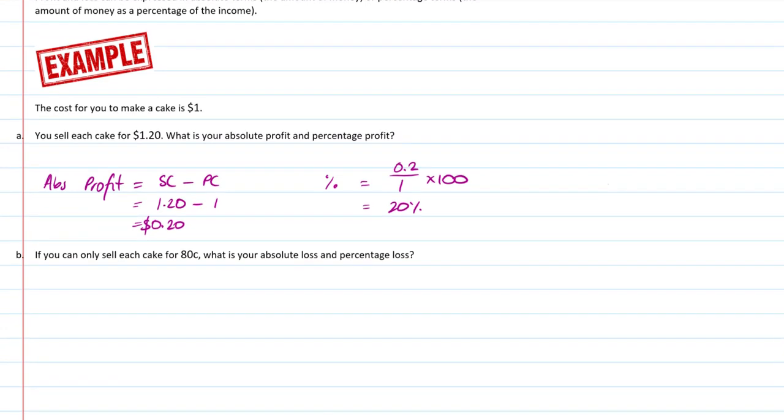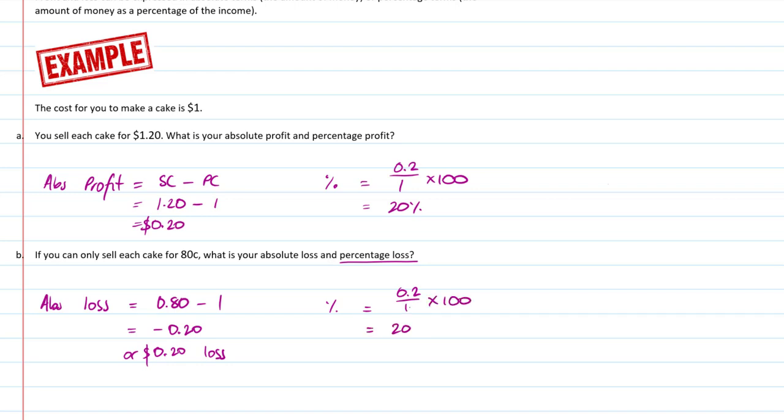If you can only sell each cake for 80 cents, what is your absolute loss and percentage loss? So in this case, my absolute loss is equal to the sale cost, which is 80 cents, minus the cost, which is $1. So that's equal to negative 20 cents. Or I just say 20 cents or $0.2 loss. And the loss then incorporates the negative. And the percentage loss, well, that's pretty easy. My percentage loss is equal to 0.2, my loss, over 1, times 100. So my percentage loss is a 20% loss.